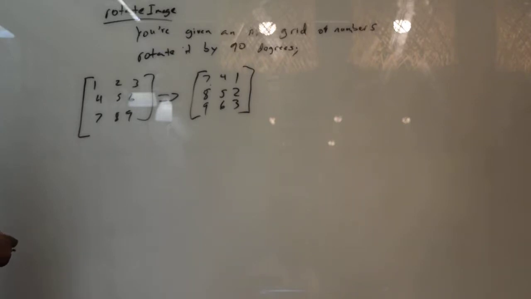So, how would you rotate this 90 degrees? I did it by creating another array. I don't know if that's okay. So that's the brute force way. I was hoping somebody said that.